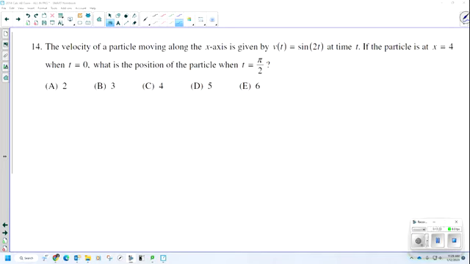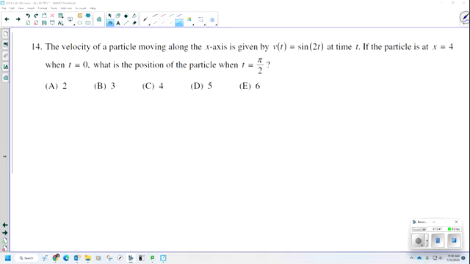Okay, 14. This looks like it's going to be a little bit of work here. The velocity of a particle moving along the x-axis is given by v of t equals sine of 2t at time t. If the particle is at x equals 4 when t equals 0, what is the position of the particle when time is pi over 2?